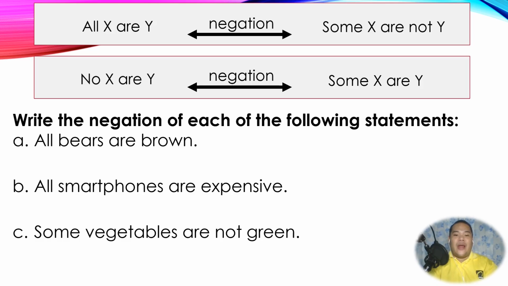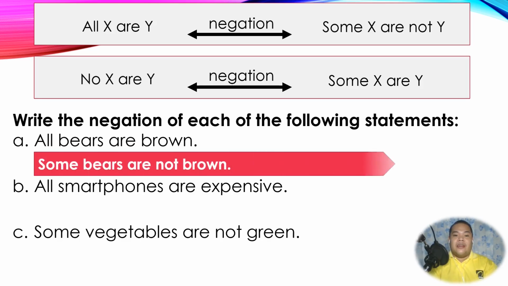How about you try negating the following statements? Letter A. All bears are brown. 5 seconds. Correct. Some bears are not brown.